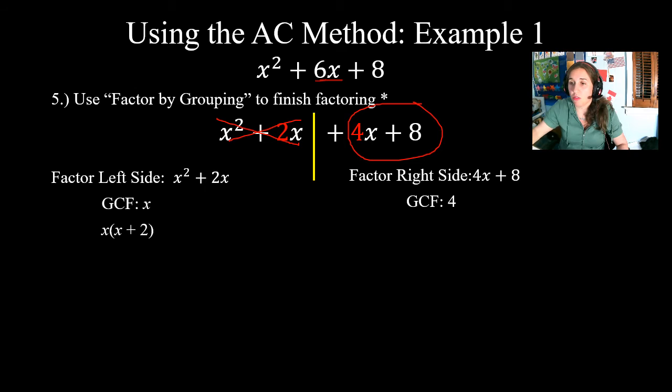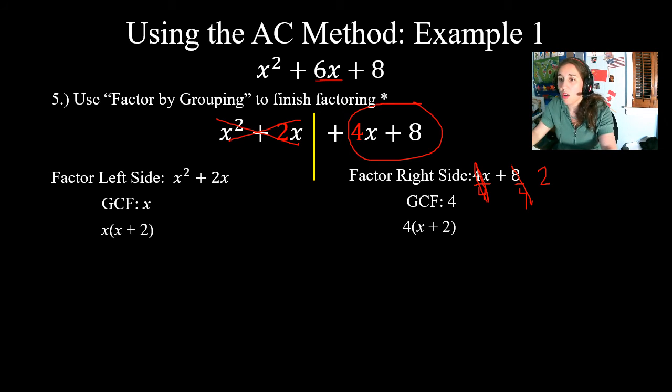Then again, we need to factor that out. That just means divide. Right? So we divide both of these terms by 4. 4 divided by 4, the 4's are going to cancel, leaves us with an x. 8 divided by 4 is going to leave us with a 2. So that leaves us with 4 times x plus 2. That's how the right side will factor, right? You can never forget your GCF when you're factoring. And then, of course, here's our x plus 2, and that's where that came from.